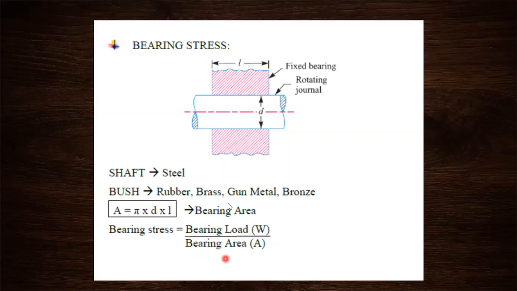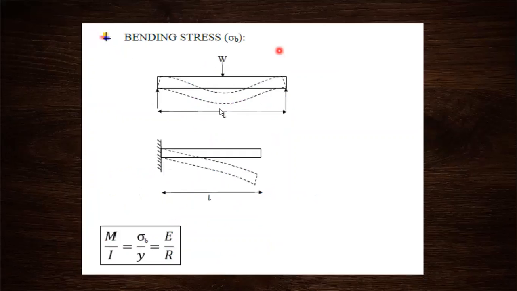Next we will be seeing bending stresses. For bending stresses, we have taken two examples: one is a simply supported beam and the other is a cantilever beam. In the simply supported beam, the load acts at the center point. In the cantilever beam, the load acts at the free end. In both cases, the beams are subjected to bending with the help of the load. When the beams bend, the layers of the beam are subjected to bending stresses.